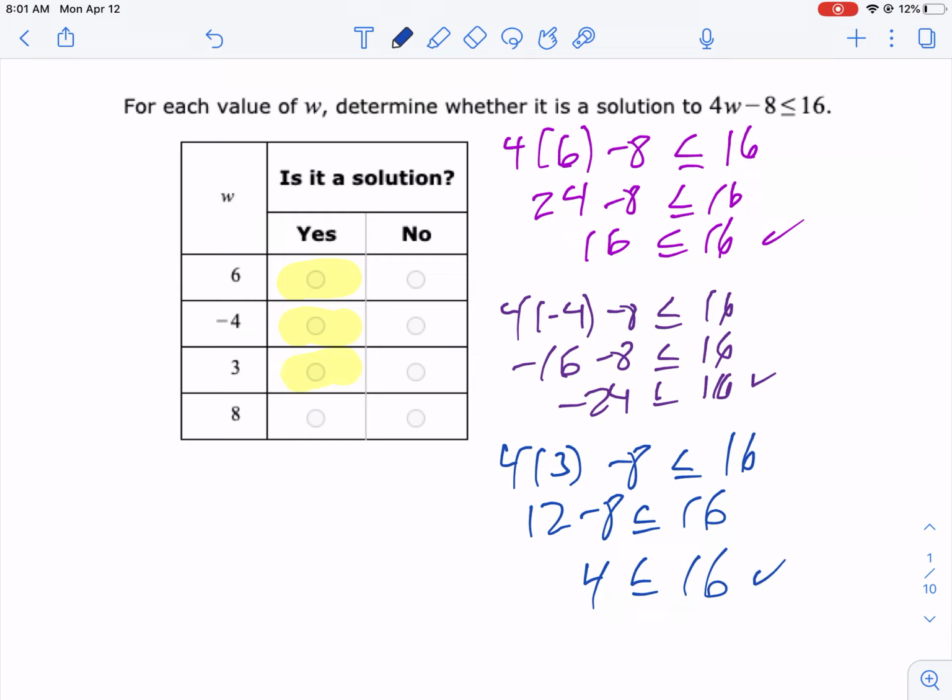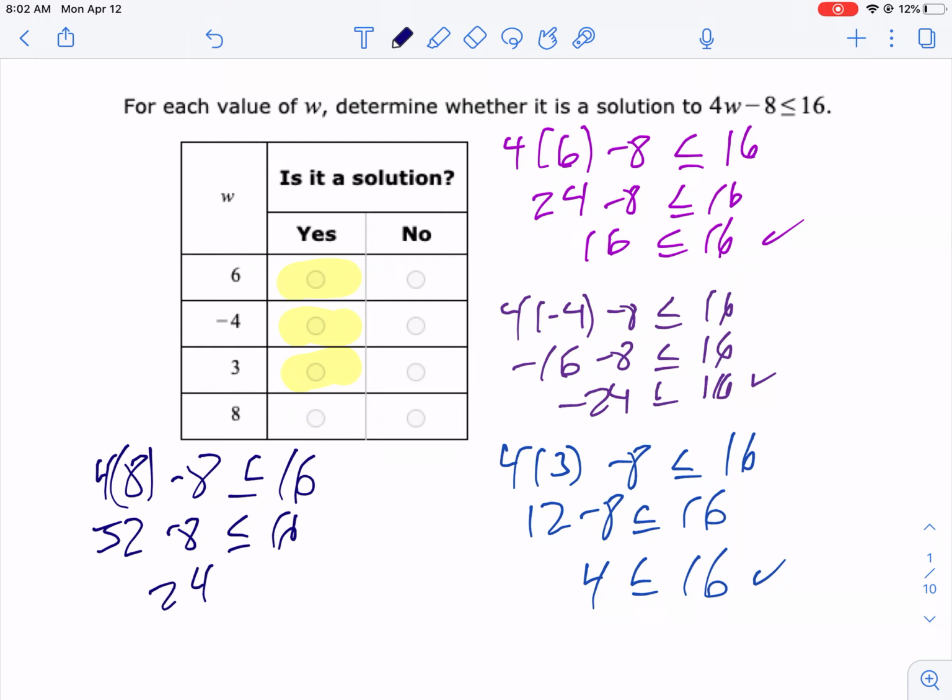Finally, let's try 8. 4 times 8 minus 8. Is that less than or equal to 16? Well, that's 32 minus 8, which is 24. That is not less than or equal to 16, so that's the only one that should have been a no there.